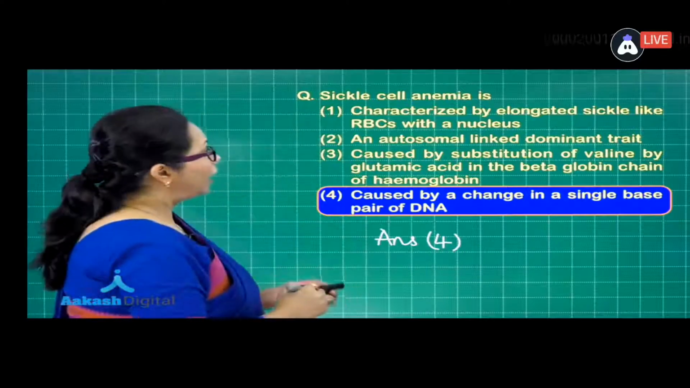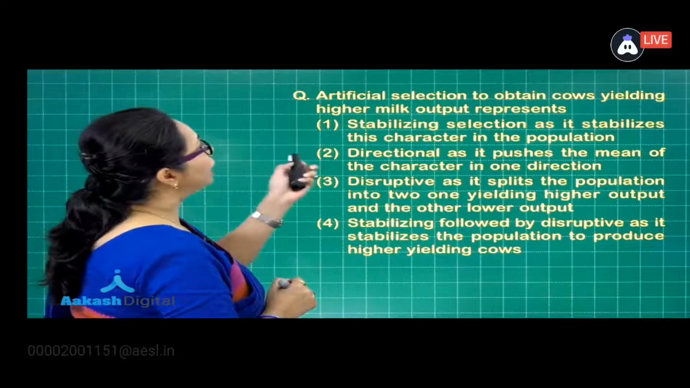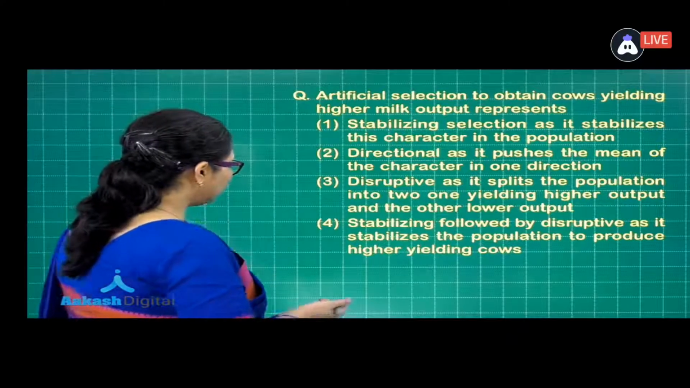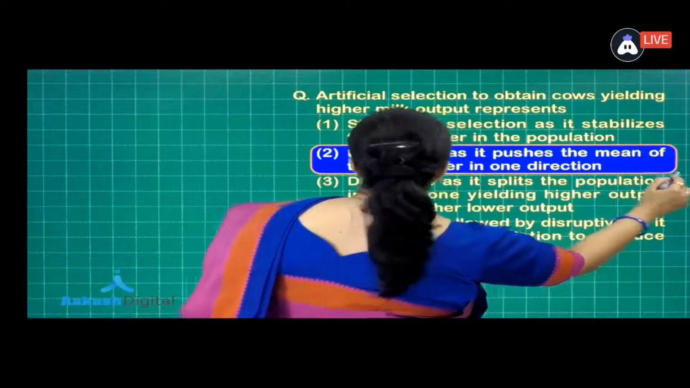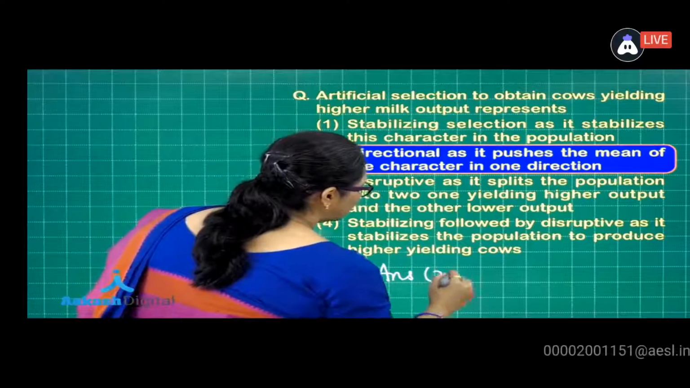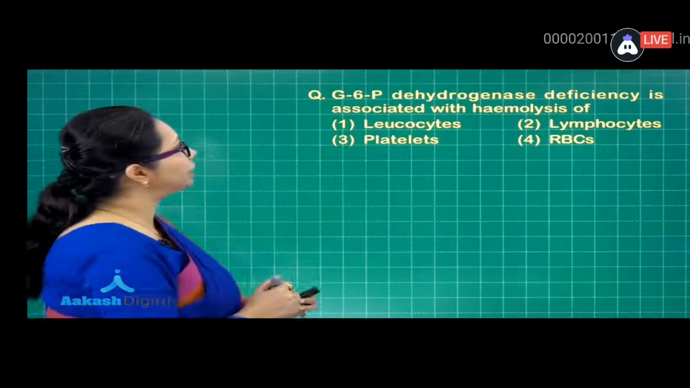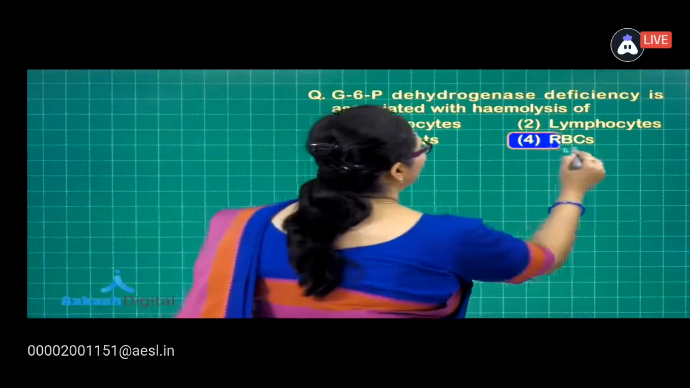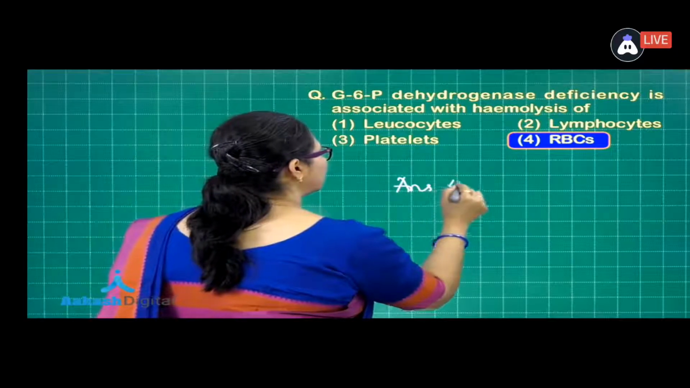That is option 4. And next one, artificial selection to obtain cows yielding higher milk output. Just now we mentioned this would be directional selection. So here in option 2 we can see that it is directional selection mentioned. So this is answer 2. And G6P dehydrogenase deficiency causes the hemolysis of RBCs, and it is the 4th one.